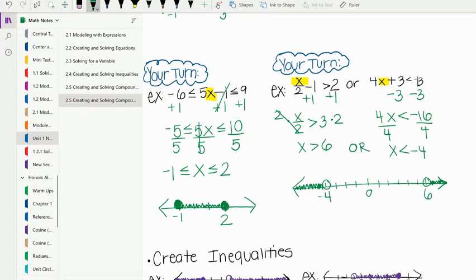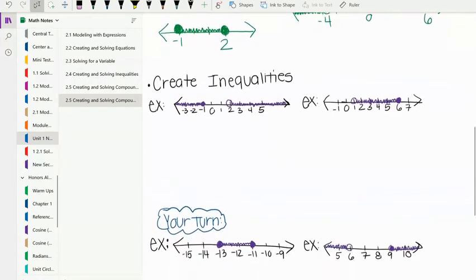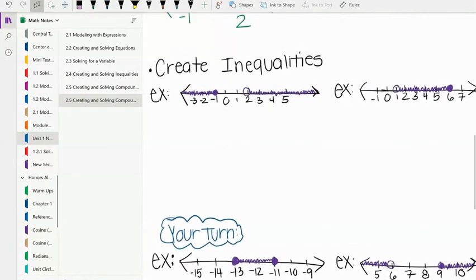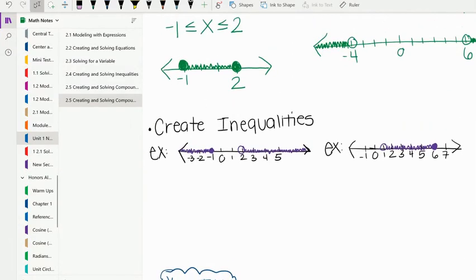So the new topic for today is exactly the opposite of what we just did. What you're going to be given is the graph, and then you have to work backwards to find the inequality. So the first step is deciding, is it an and or an or inequality? This one is an or because they are going away from each other. So I'm going to go ahead and put the or in the middle.